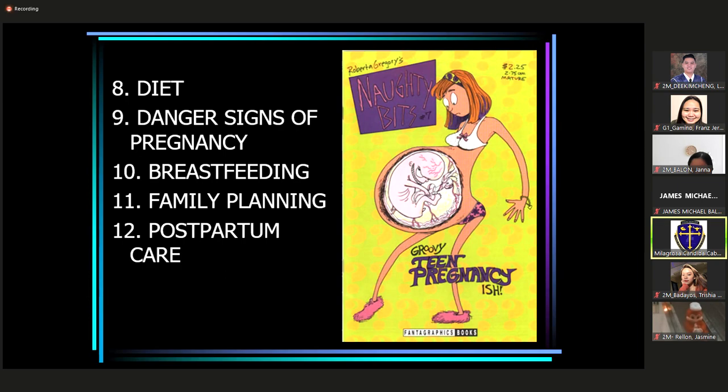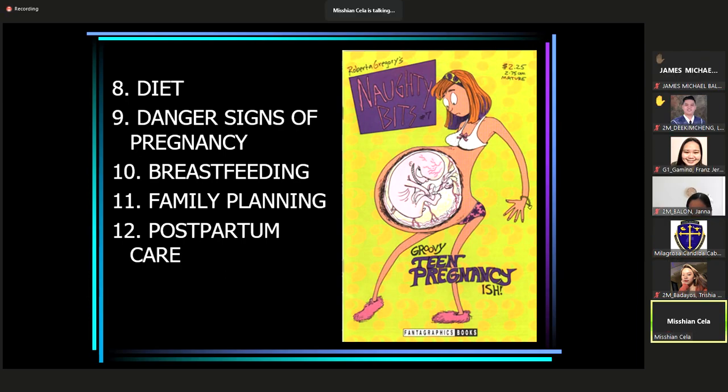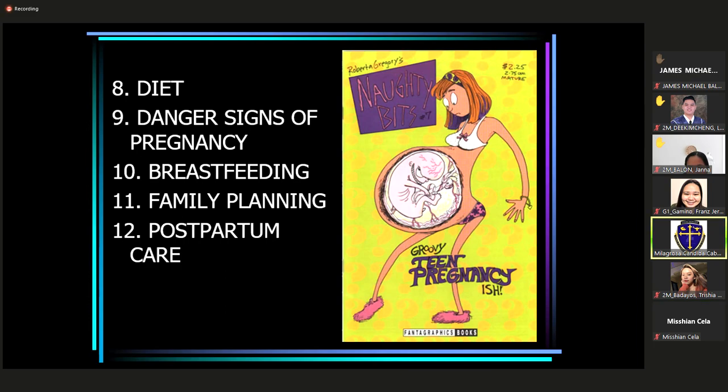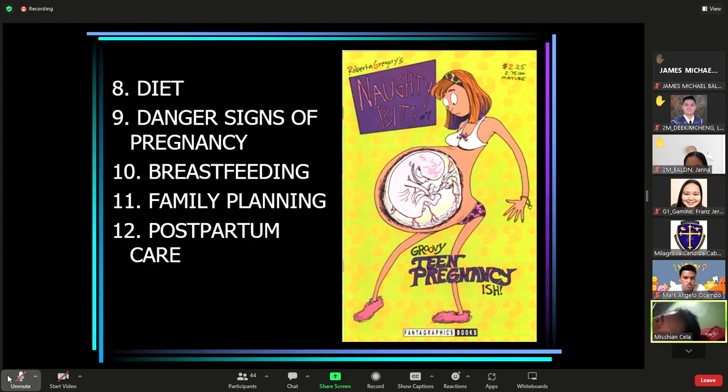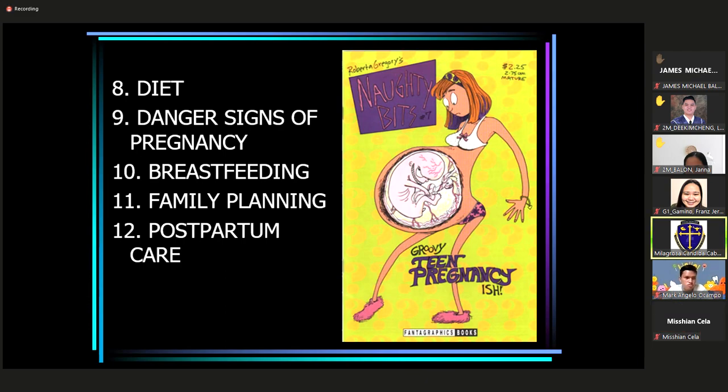Another one. Convulsion po, ma'am. Seizure, you mean? Yes po, ma'am. Yes, that is one of the danger signs. If the mother is experiencing seizure, yes.